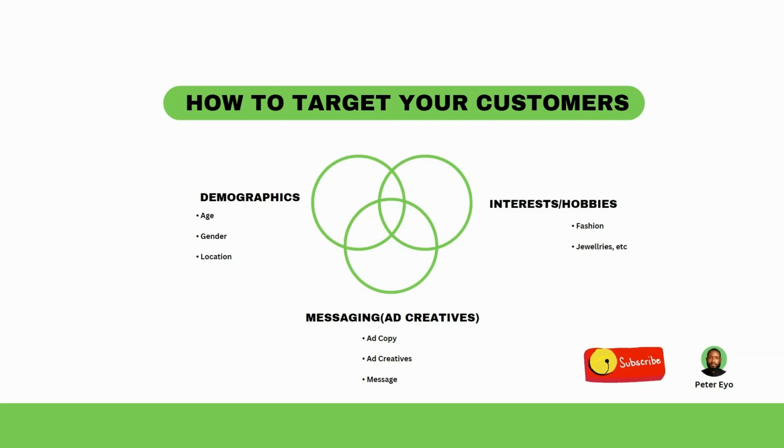The last thing is messaging, and when I say messaging, I'm talking about your ad creatives. I'm talking about your ad copy, your ad creative, whether you're using an image, whether you're using a video, or you're using a GIF. And then the messaging on that ad creative. I'm talking about what you say in your video, the copy on your image. So your ad creative is what will send signals to the Facebook algorithm, telling them who exactly you are trying to reach.